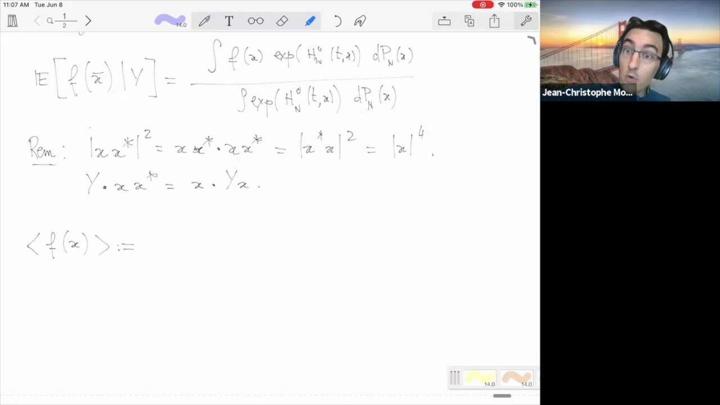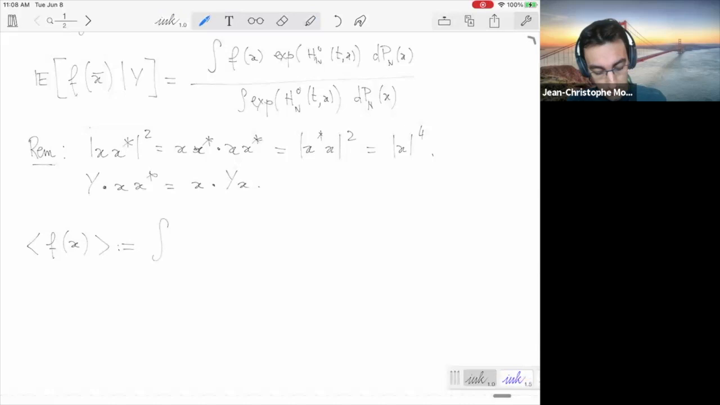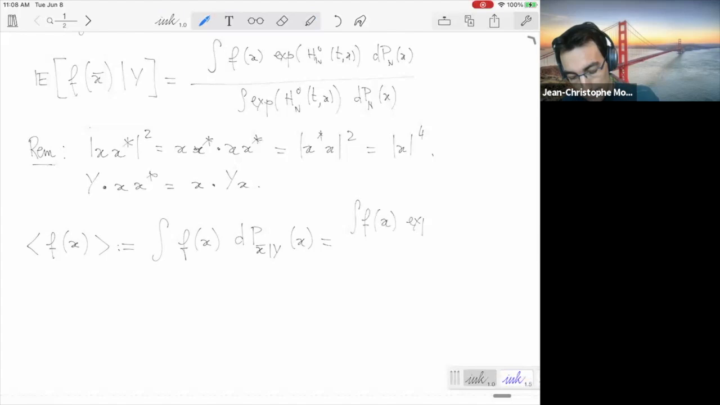So this by definition is, if I had the notation for the conditional law of x bar given y, I would write this. So maybe this could be p of x bar given y. We could decide this denotes the conditional law of x bar given y. But we have an explicit expression for this, which is given by the integral of f of x, exponential of hn0 of tx, dpn of x, divided by the integral of exponential of hn0 of tx, dpn of x.